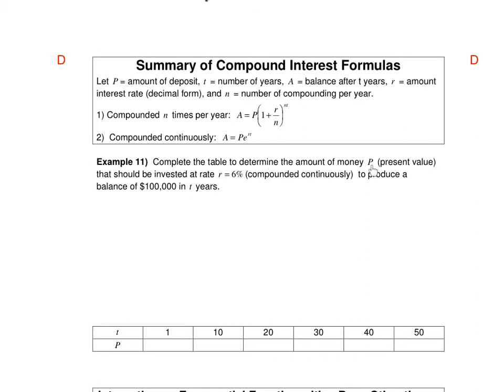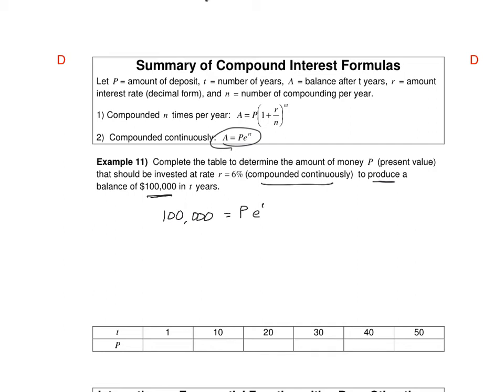So complete the table, determine the amount of money P present for, all right, compounded continuously. So based on that information there, we know we're using A equals Pe^rt. Some people call it PERT because it spells out PERT, to produce a balance of $100,000. We want to produce a balance. So that means my output is going to be $100,000. All right, so they're asking me to complete the table to determine the amount of money P present. Okay, so then I got to solve for P.